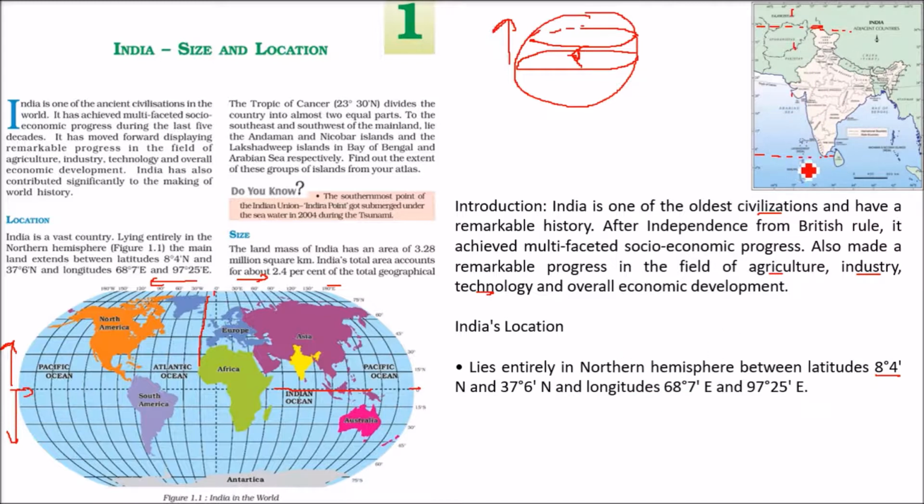So if this is the line, then this line is 68 degree 7 minute east. Why is it east? Because this is the Greenwich, the main meridian, prime meridian of the globe, and we are on the right hand side. That is, we are on the east of it. This meridian passing is 68 degree 7 minutes, and this one passing is 97 degree 25 minutes east, that is east of the prime meridian.